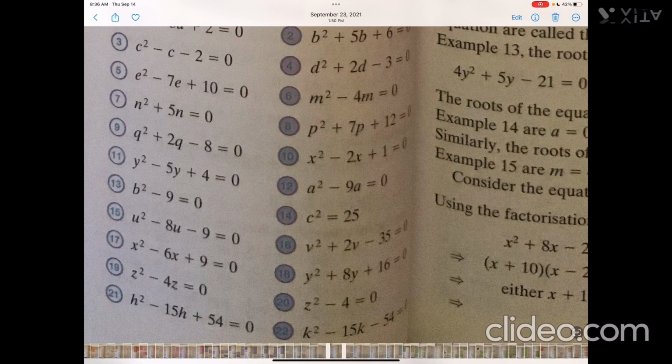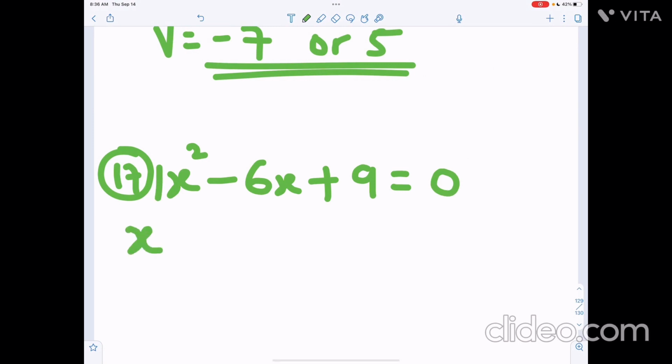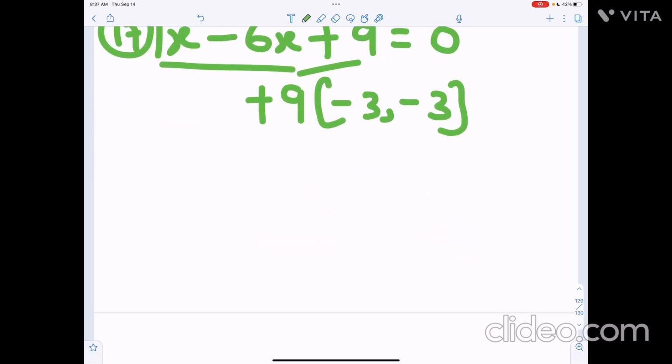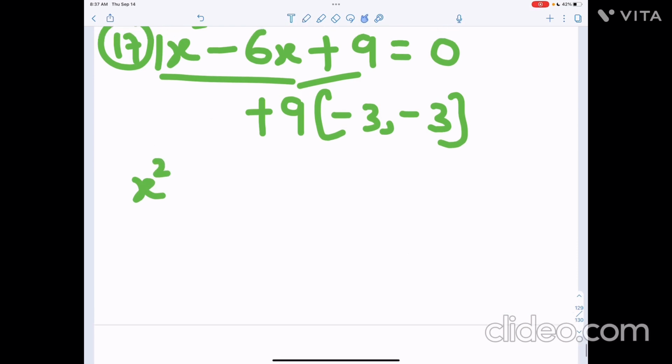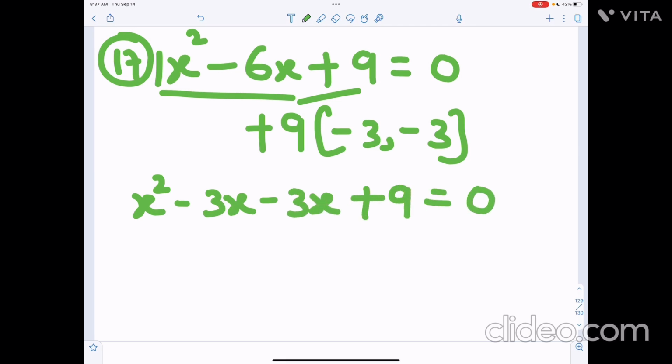x squared minus 6x plus 9 is 0. This is the same thing as 1x squared. So I'm multiplying 1 by plus 9. That gives me plus 9. What are the factors of plus 9 that we add to give minus 6 and multiply to give plus 9? They are minus 3 and minus 3. So I'll write x squared minus 3x minus 3x plus 9 is 0. I've changed minus 6x into minus 3x, minus 3x. Take note of that step.